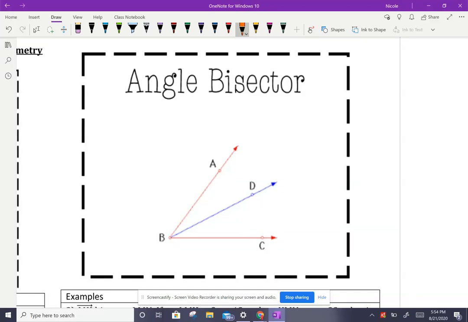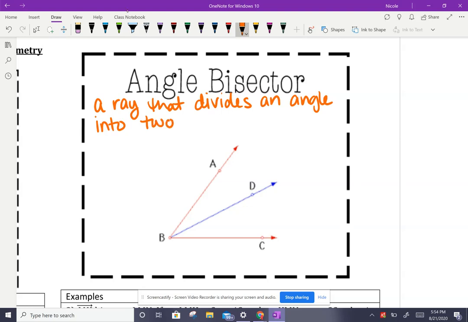All right, we're going to move on to the angle bisector. Now, an angle bisector is a ray that divides an angle into two congruent, which is like saying equal, angles.